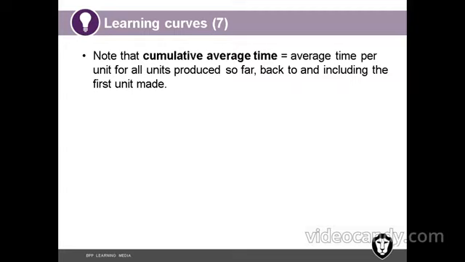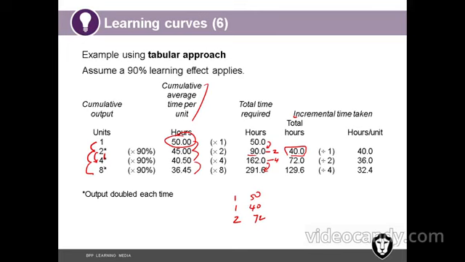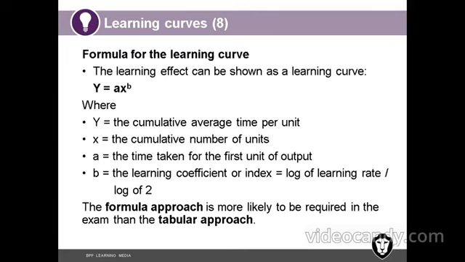Note that the cumulative average time per unit is for all units produced so far, back to and including the first unit. That's what I said. From the very first unit, you have to count it. You cannot start counting from the middle. Formula, we have already seen this formula.